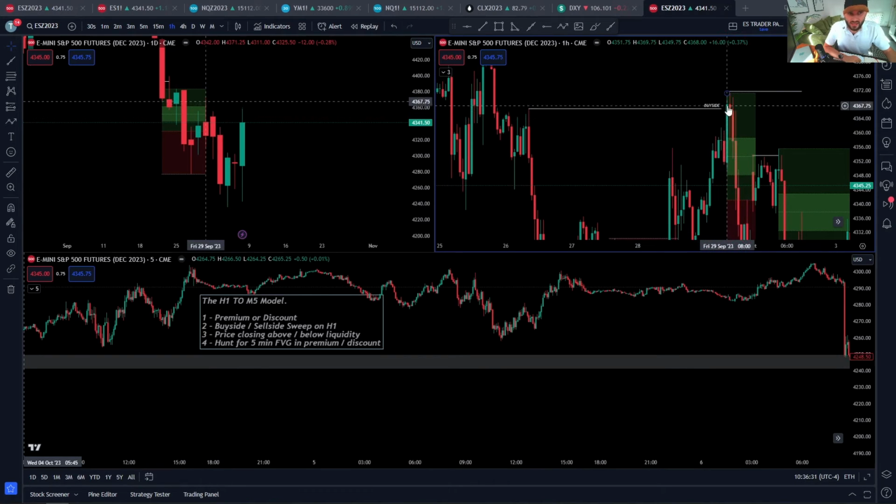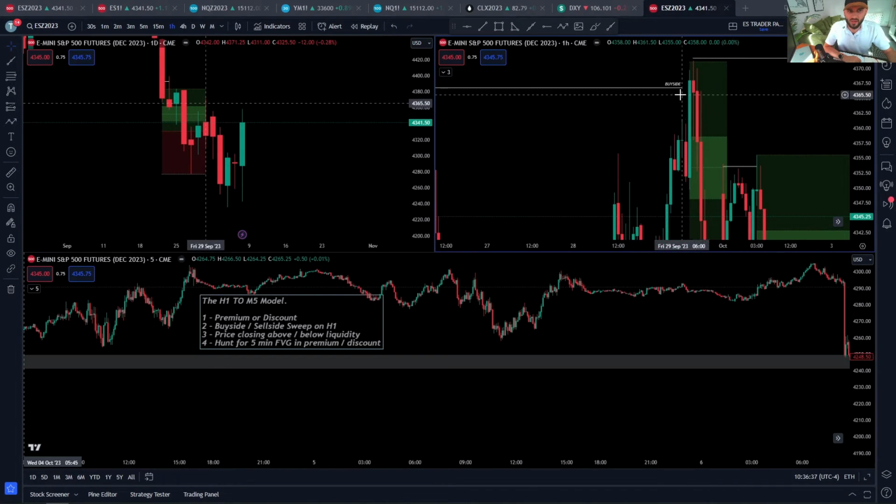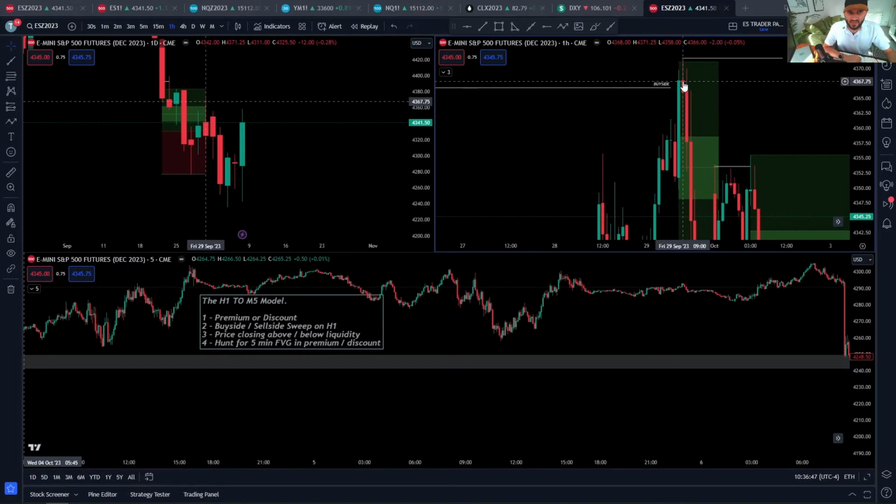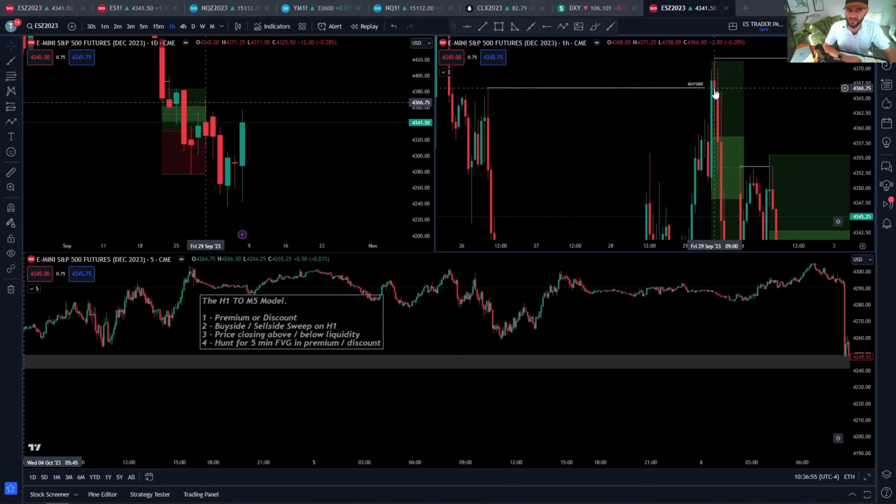So this is a sweep of buy side, right? But does this candle, which sweeps this buy side, close below this buy side? No. So we don't have an entry yet. We can't go to step 4. Does this candle close below this buy side? Yes, it does, right? You see this candle closes below this buy side. So now we can start hunting for a 5-minute fair value gap on the next candle, right? Because obviously the candle has to close below. So when it closes, a new candle forms.